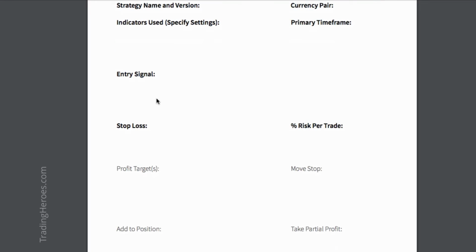And then the entry signal. How do you know when to enter the trade? What happens? Is it a moving average crossover? Is your MACD divergent? Does it violate the Kumo cloud by a certain number of pips? So be very specific on that. I've left quite a bit of room so that you can be more specific. And you may want to attach a couple of charts to this worksheet also, just so you can see the entry signal in action.